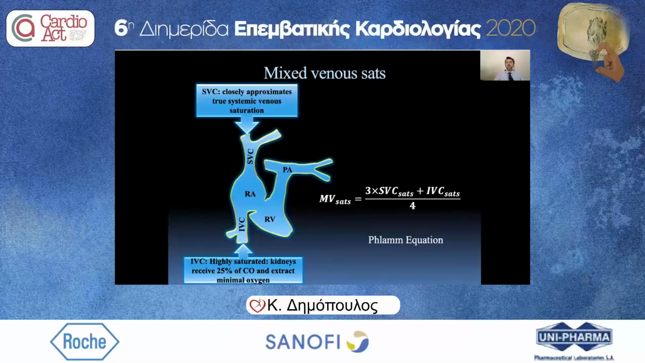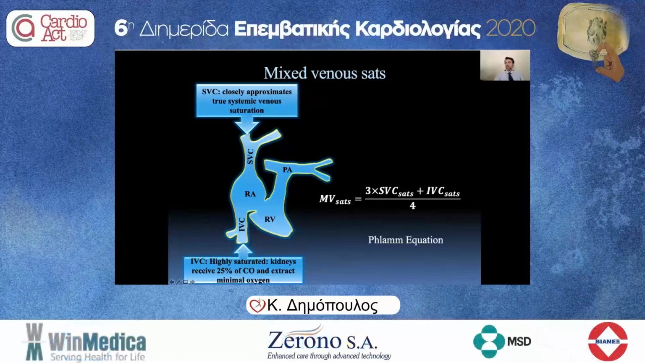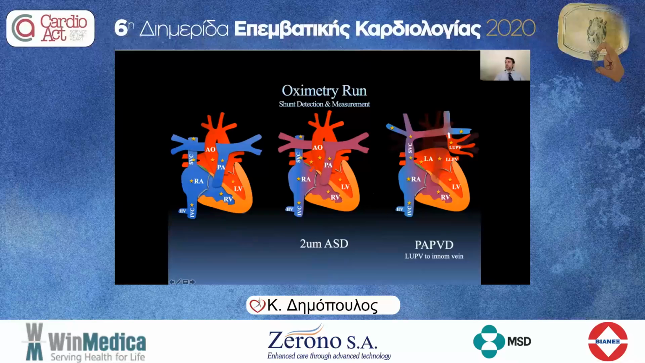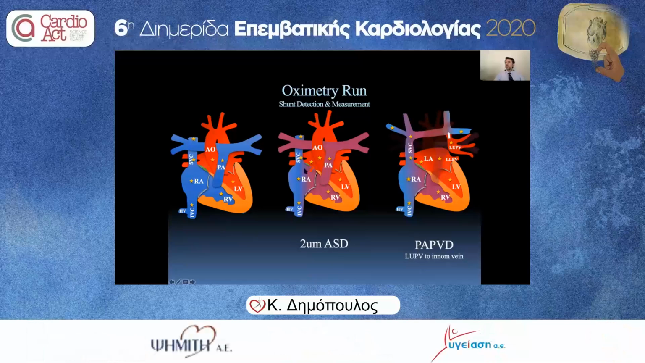The mixed venous saturation, so the baseline, so what is the venous return saturation. This is the formula that we find in books. Most of us use just high SVC sats because, as you see, this is the most important. Also, you can have reflux of saturated blood, so mixed blood into the IVC, if you have tricuspid regurgitation. Of course, there are exceptions to the rule.